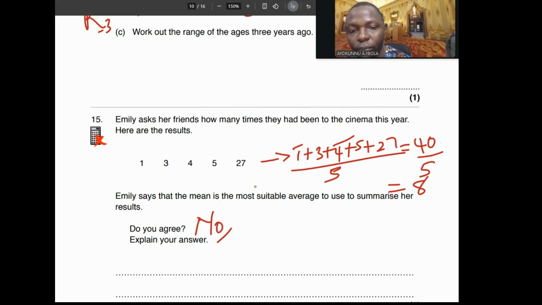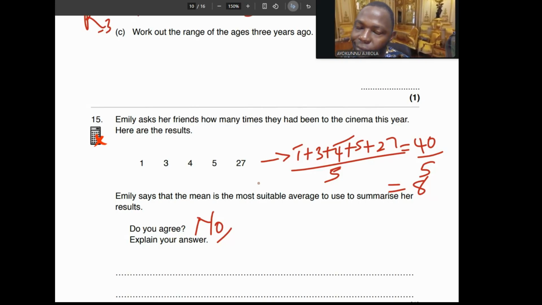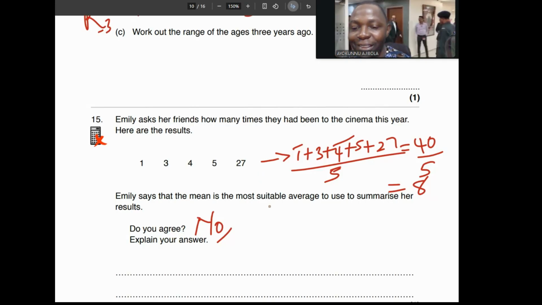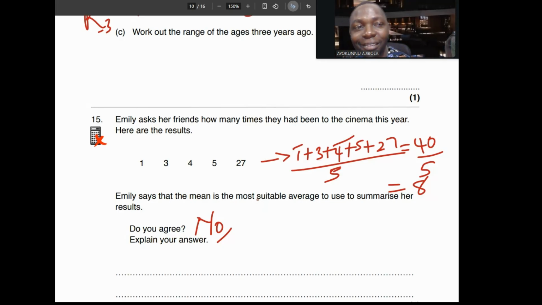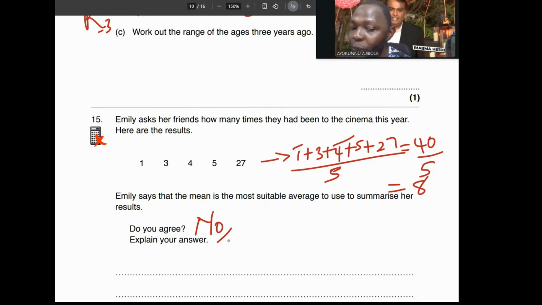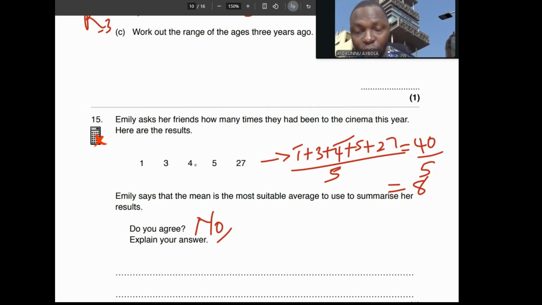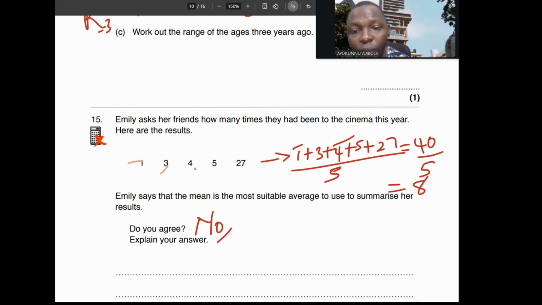I agree with Emily as she's measuring the average times they've been to the cinema. Why did you agree? Did they agree in the guide? No, they didn't. I put no because I'm just looking at it. This person is only one time. This is only 3 times, only 5 times.